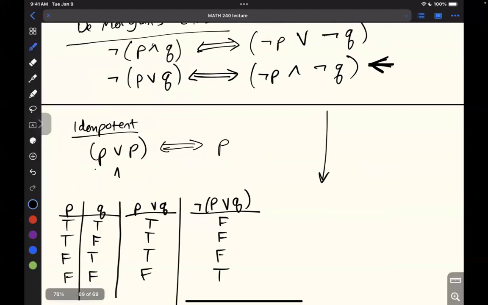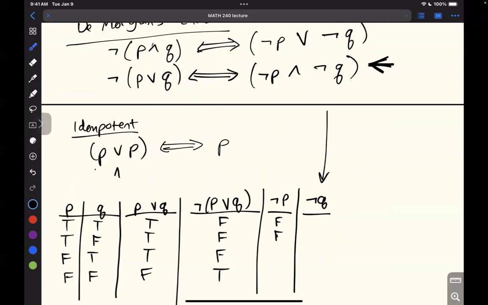And then we've got the left-hand side all sorted out. So now for the right-hand side, we already have P, we already have Q individually, and so we look at them negated. So not P and not Q. Not P is just this column flipped, so that's false, false, true, true. And not Q is similar, which ends up being false, true, false, true.